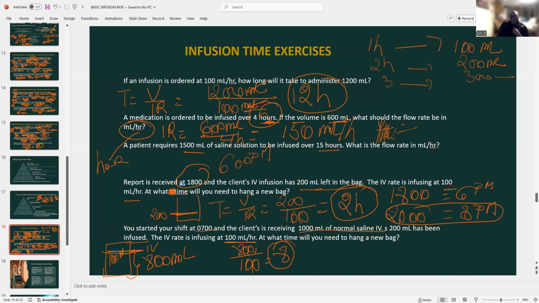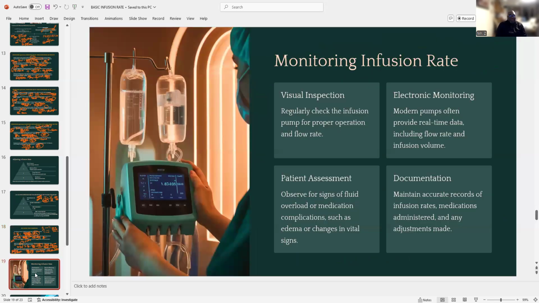Now my shift starts at 7 a.m. I'm going to add 8 hours to that. It means if your shift starts at 7, you're going to hang the new bag 8 hours later, which is 3 p.m., or 1500. All right? All right, dear friend. So this is where we finish.